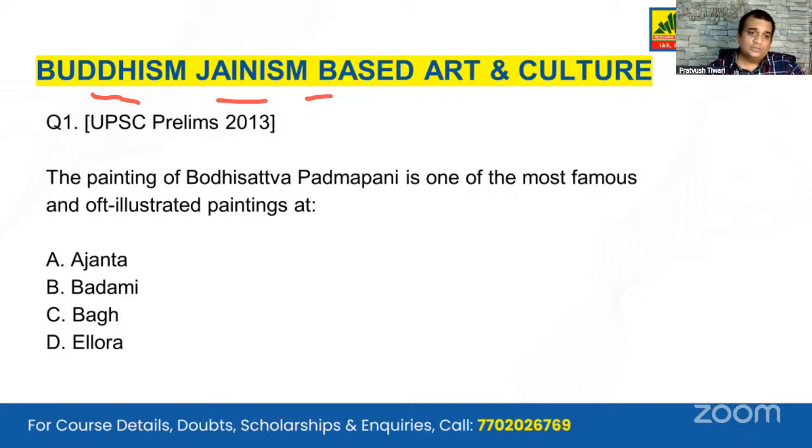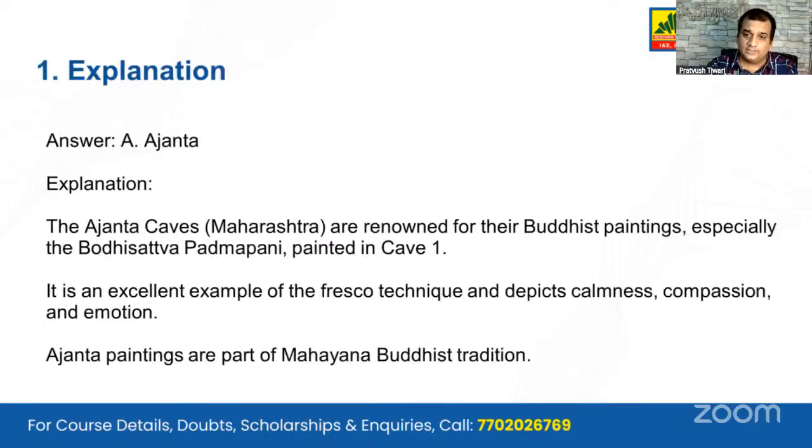Okay, so you see a question that was asked in 2013, and how it is asked, you don't get it directly. The painting of Bodhisattva Padmapani is one of the most famous. Bodhisattva, okay, what are these terminologies? Padmapani: somewhere or the other you must understand. Padma is talking about lotus. Okay, what are these terminologies? You have to understand, but it is related with Buddhism and Jainism.